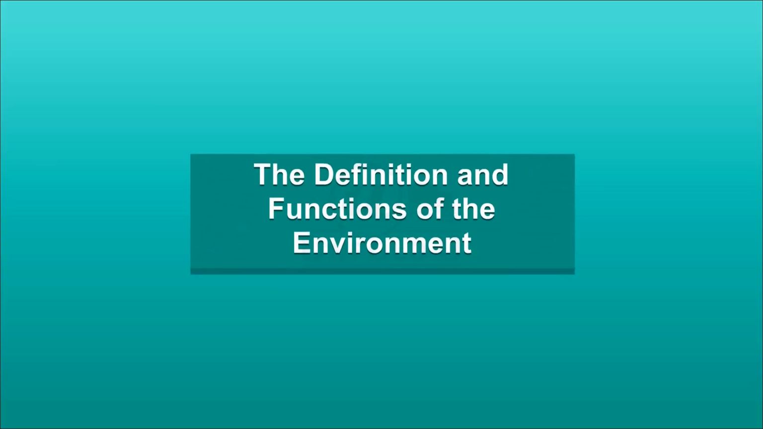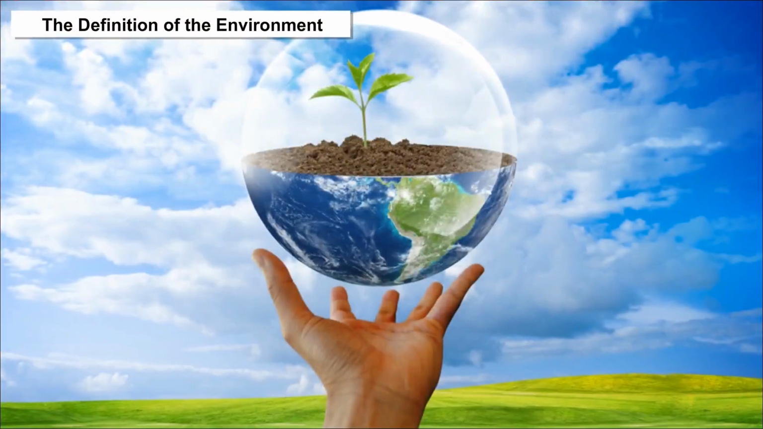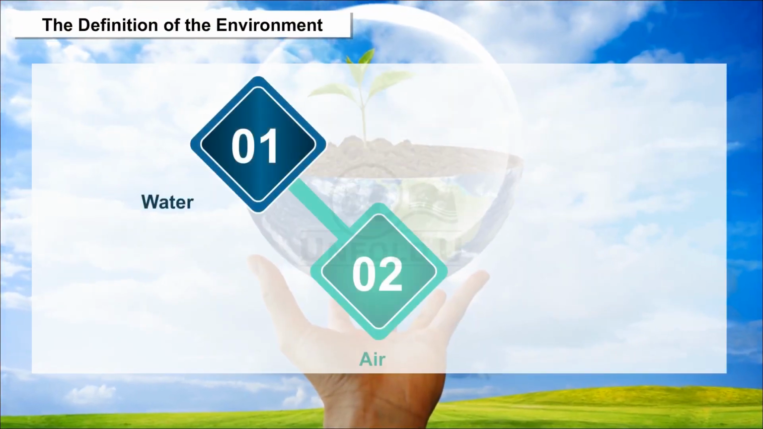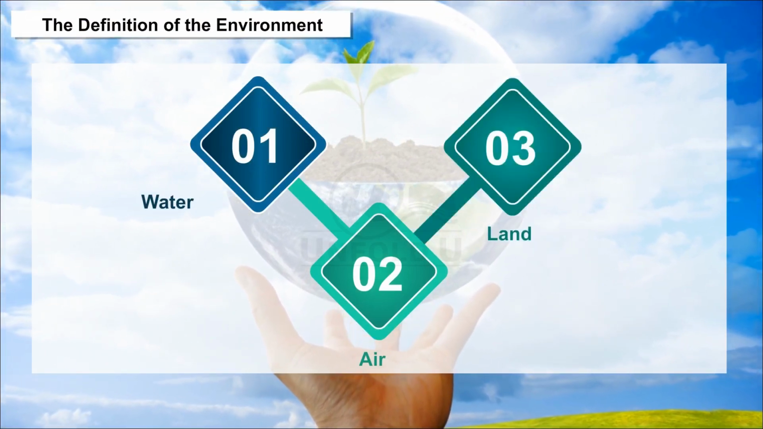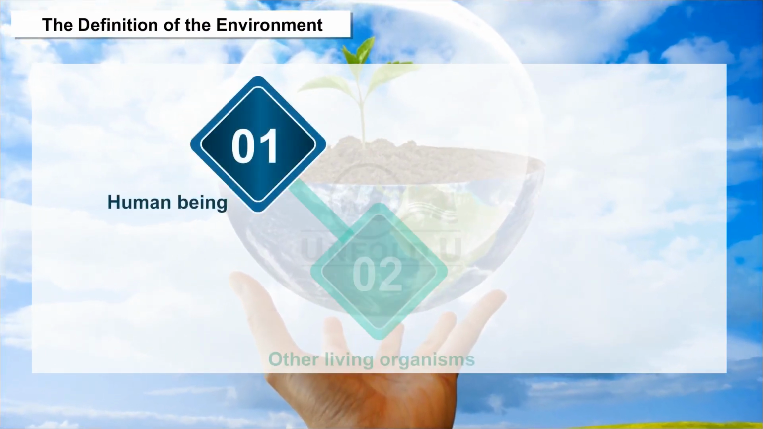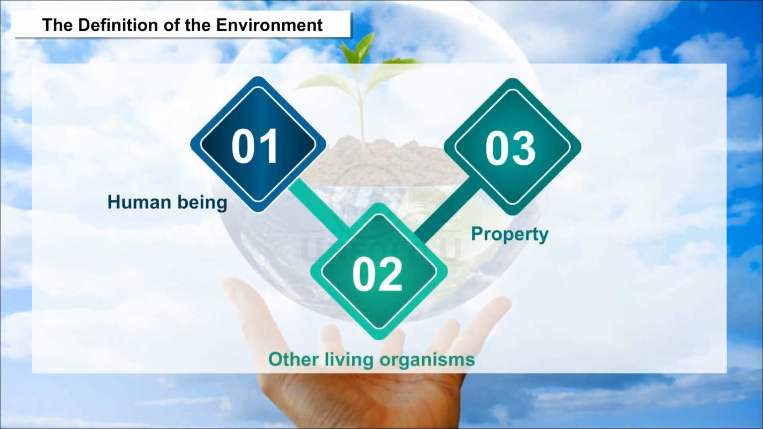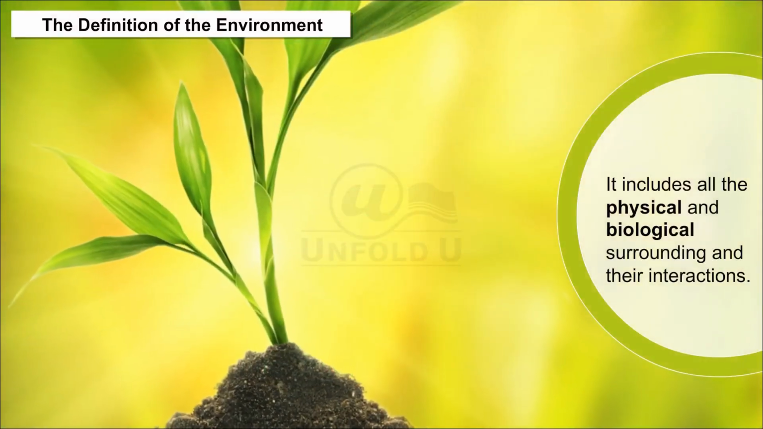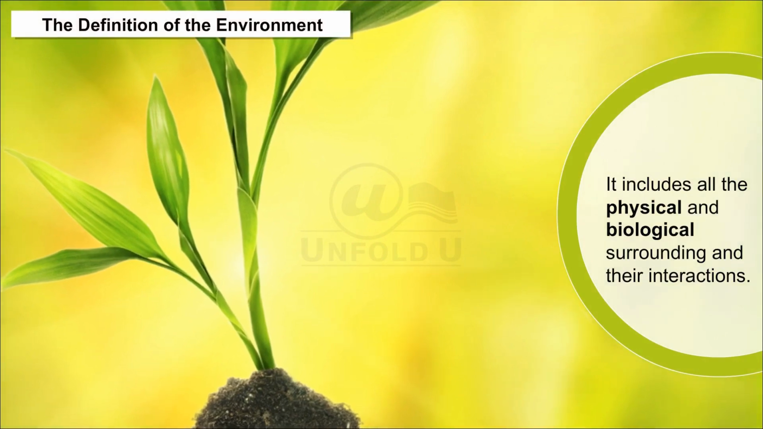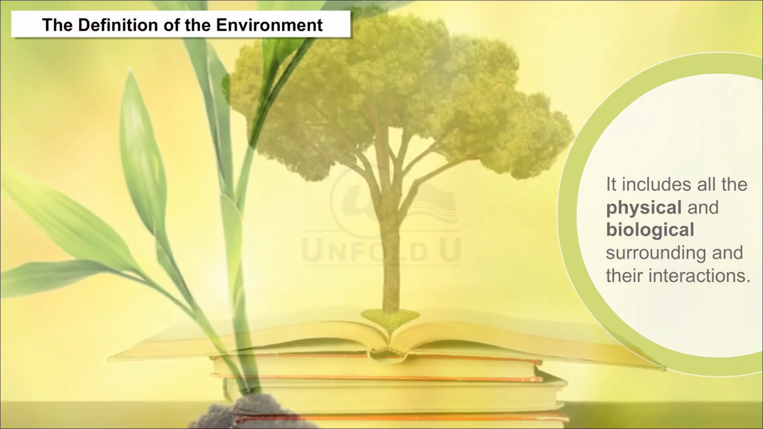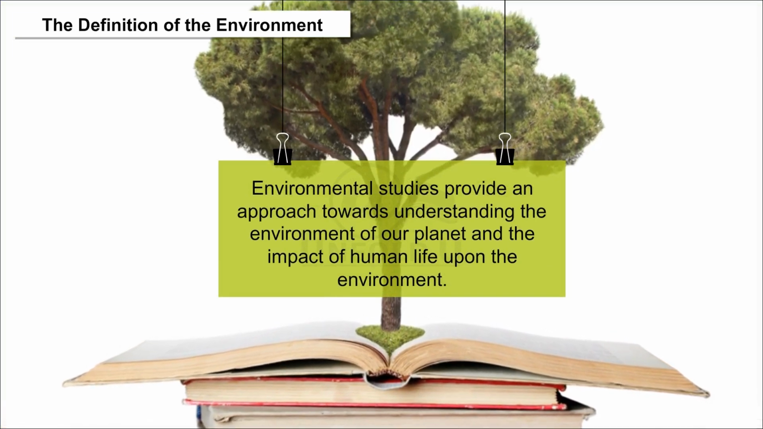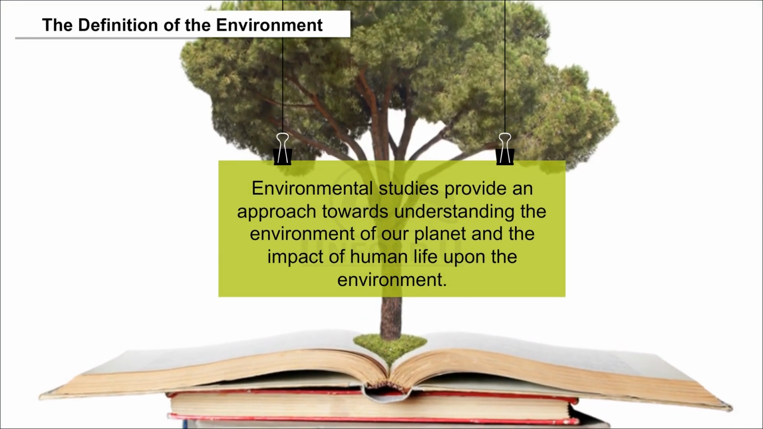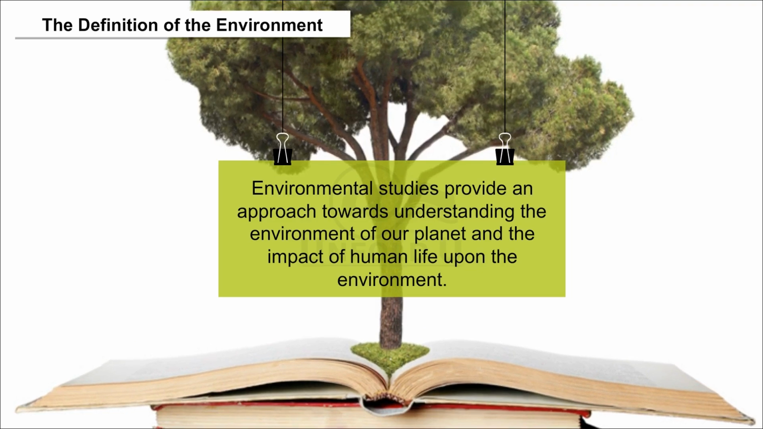The definition and functions of the environment. Environment is a sum total of water, air, and land, interrelationships among themselves and also with the human being, other living organisms, and property. It includes all the physical and biological surroundings and their interactions. Environmental studies provide an approach towards understanding the environment of our planet and the impact of human life upon the environment.